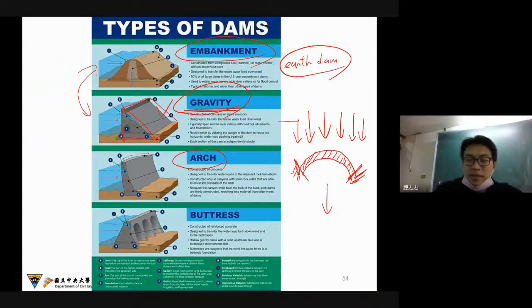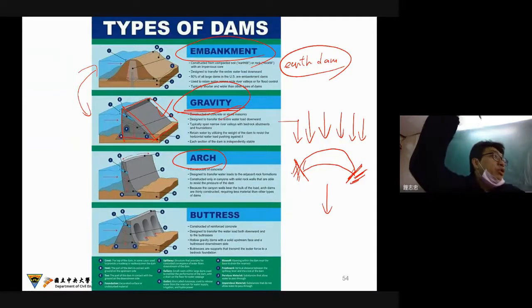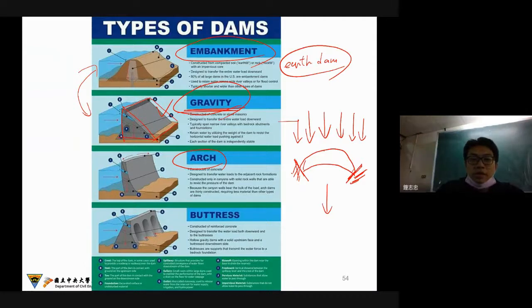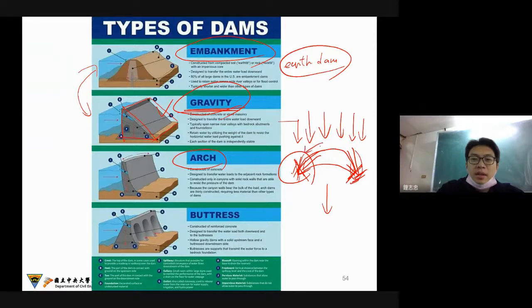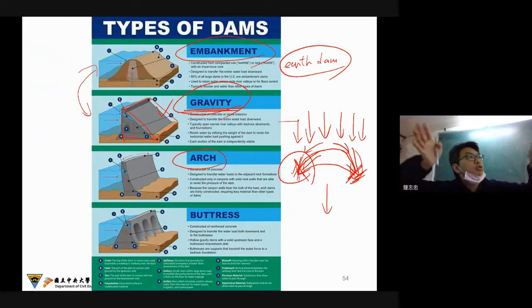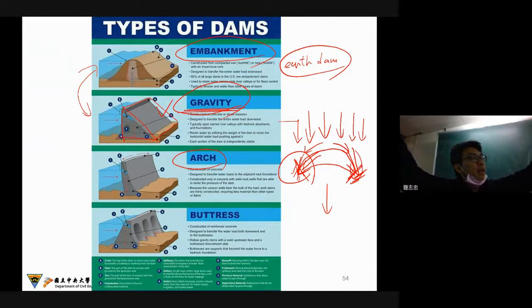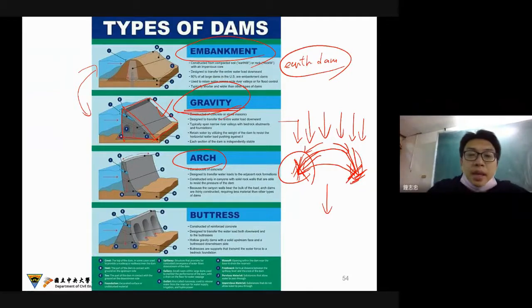You can see here, maybe I just replot again. The water pressure from upstream will transmit to what we call the embankment. The pressure will transfer to the two sides of the embankment. And so the stability of this embankment will be very important.